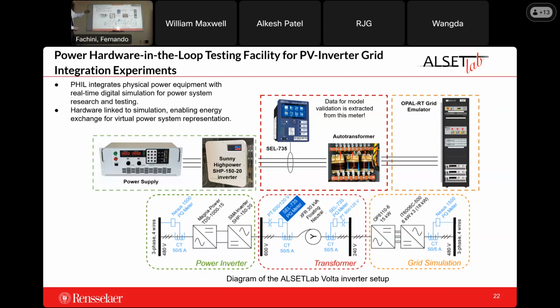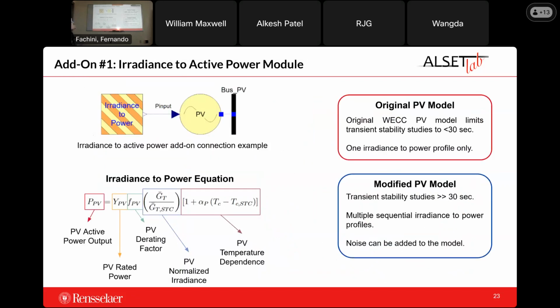So we actually have a real inverter, which is the one that we're testing and validating against the models. And the grid simulation comes from the ORT grid emulator, which emulates the rest of the grid where the inverter is actually connected. And the data that I acquired in order to modify the models is coming from the Schweitzer 735 meter. The data for model validation is extracted from that meter over there. And with this information, we can actually then start tuning and creating these modifications to the model.